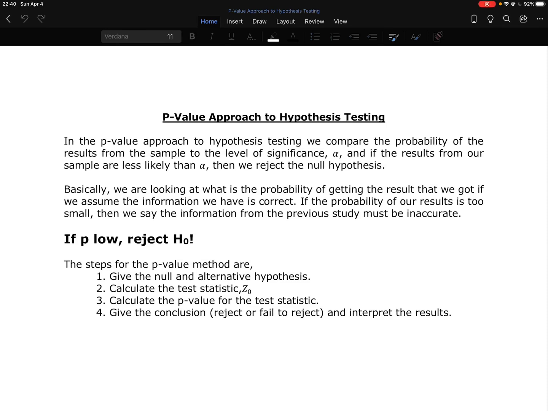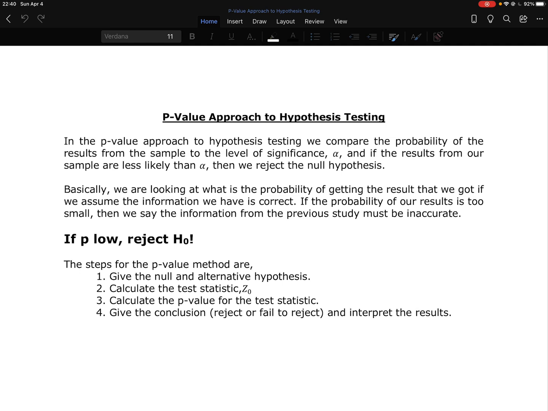All right, so we are going to be getting into the actual calculations of how to assess our data to see if we can reject or not reject our hypothesis. So we are going to be looking at one approach. There are multiple approaches. We are going to be focusing on the p-value approach.